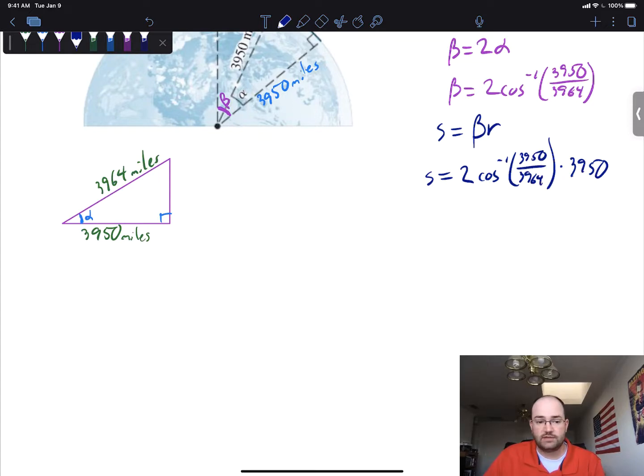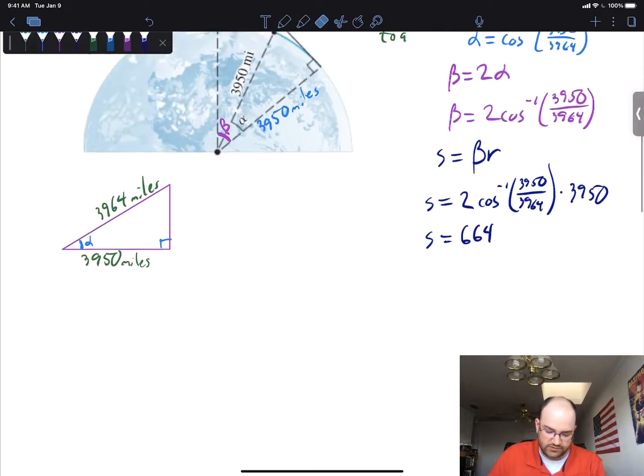So there you go, just type that in. 2, and then inverse cosine, 3950 over 3964, close your parentheses, and then times 3950. Before you click enter, make sure you're in radians, not degrees, and then just click enter. And that tells you that S would be 664.1515438, but just 664 is probably the best. And the units here are miles.